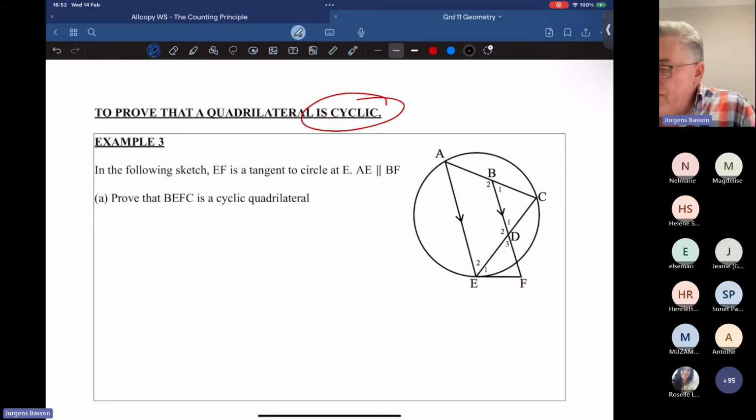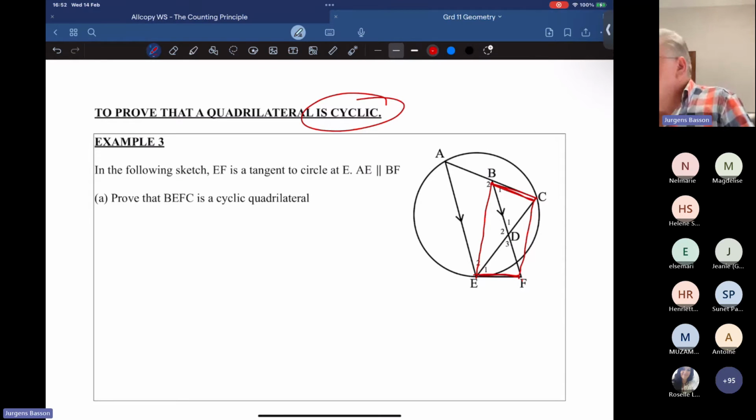So if you look at this question, I say here in the following sketch, EF is a tangent. So there is a tangent, EF. And AB is parallel to BF. That is also on the drawing. And they say now, prove that BEFC is a cyclic quad.